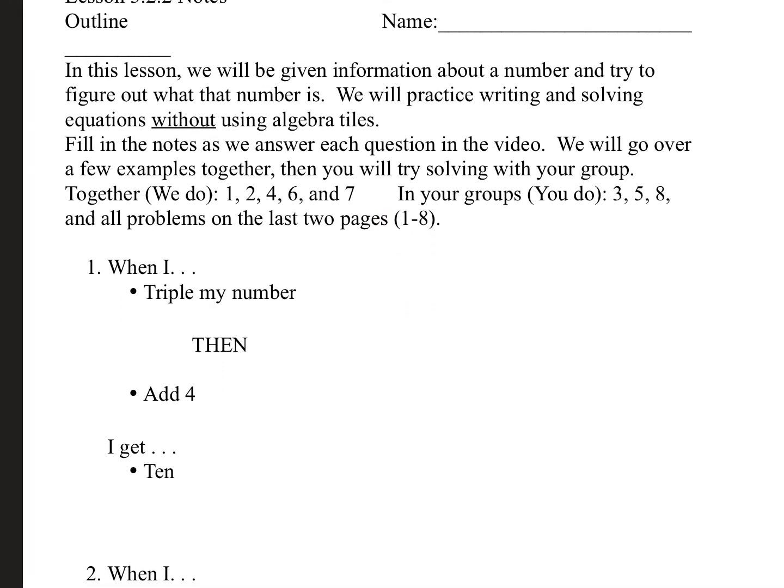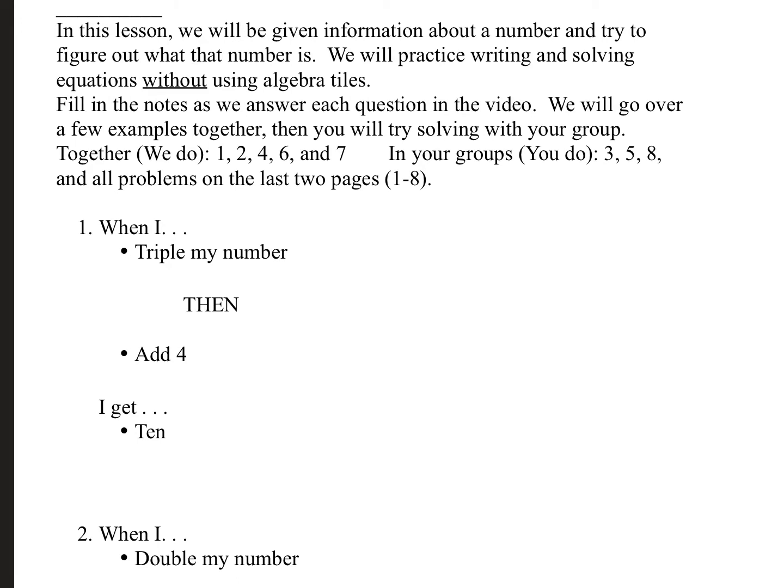So let's start with the first example. We'll be given information about my number, okay? And then we'll be tasked with writing and solving an equation based on the information we have. Okay, so it says when I triple my number, and I'm going to put that in quotes, then add 4, I get 10. So when I triple my number, I don't know what my number is right now.